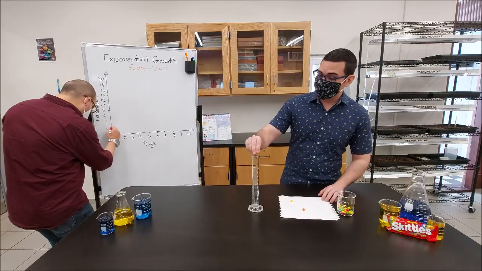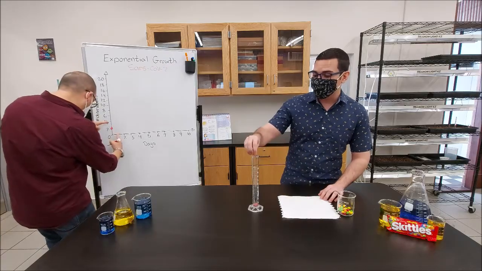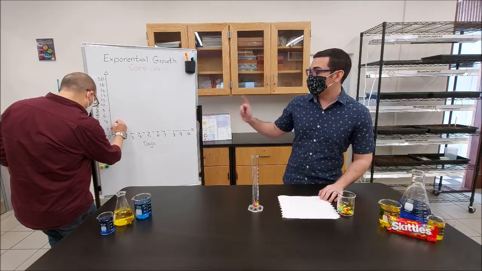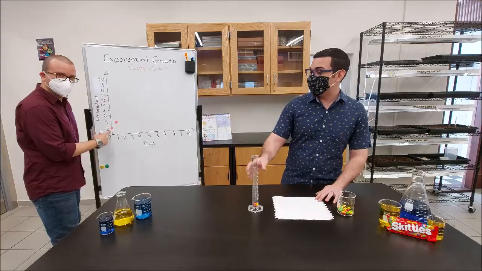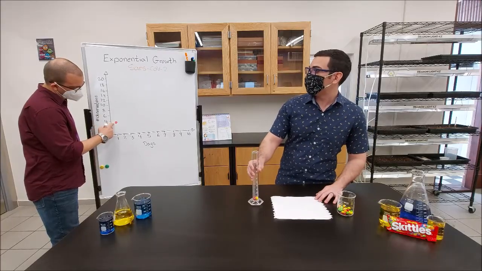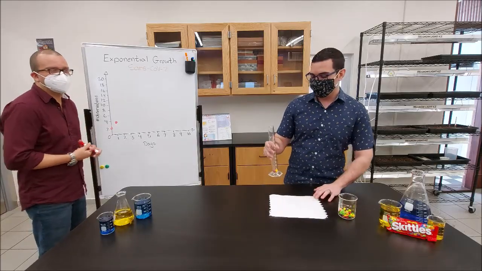At the same time, Mr. Gaddiel is going to be marking our observations on the coordinate plane. So we have that our initial observation was 2 people infected with the virus, right? So that's on day 0. And then on day 1, after 1 day has passed, we have 4 people infected by the virus. Now we're going to do this trial again.